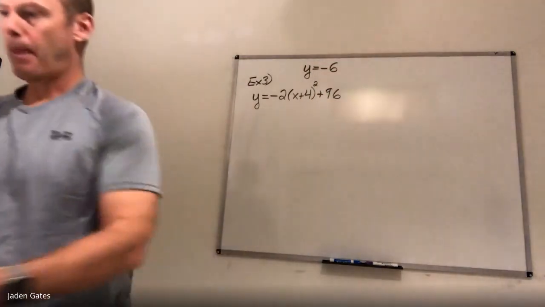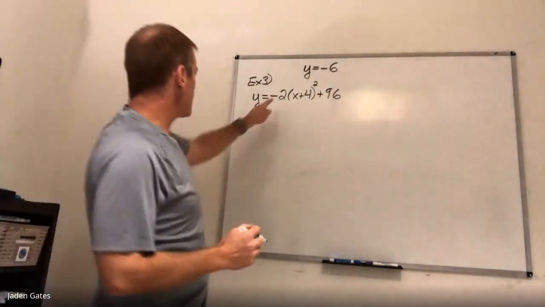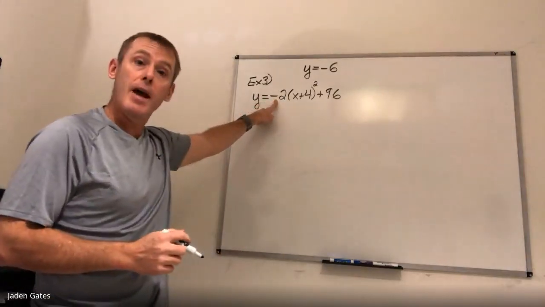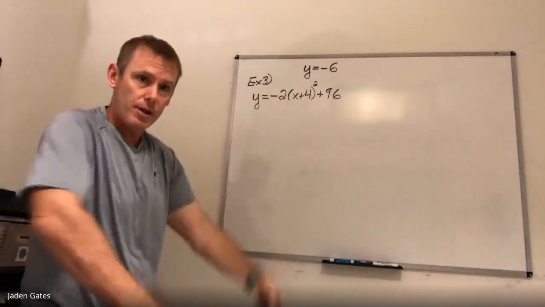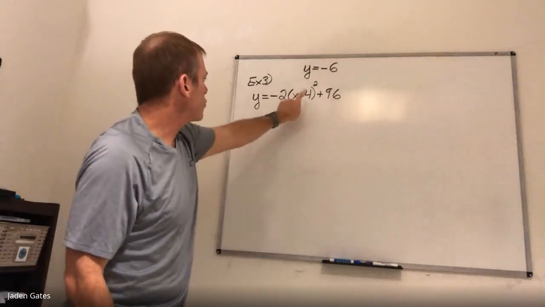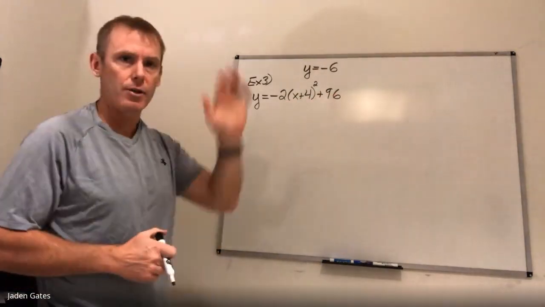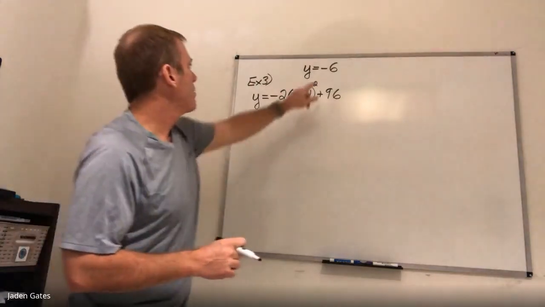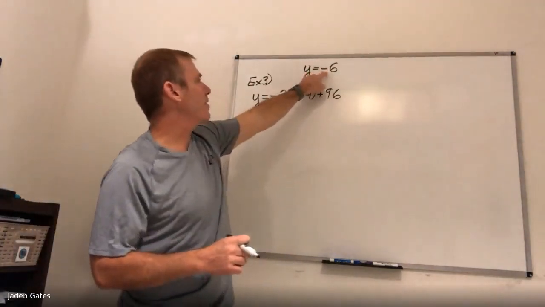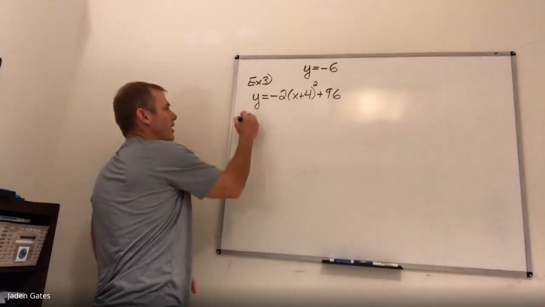There we go. All right, so again, this parabola, the a value is negative. So this one opens down. It's the upside down parabola. It's shifted left 4 and up 96. All right, that's all from when we sketch it. But I want to know, when does this parabola have a height of -6? So I'm going to sub in a -6 for y.